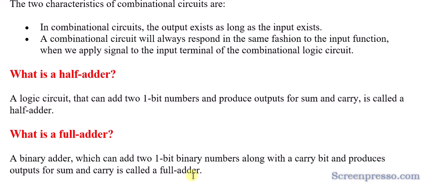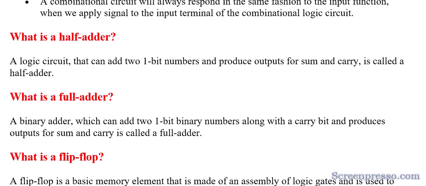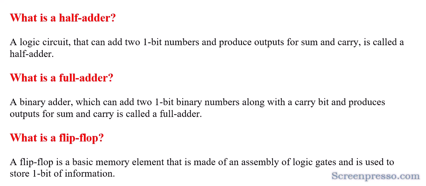So what is this full adder? A binary adder which adds two 1-bit binary numbers along with a carry bit and produces output of sum and carry is called a full adder. It is the same as a half adder, but the only thing is, along with the numbers, it will also try to add the carry bit. That produces some output, and that is nothing but the full adder circuitry.